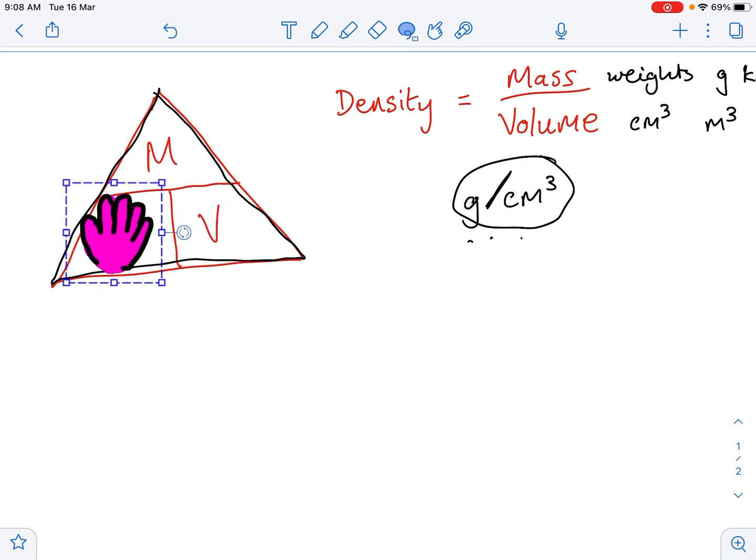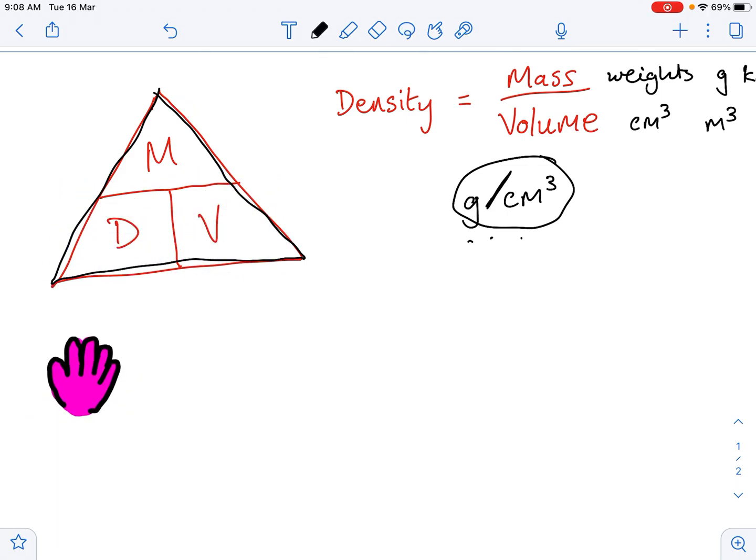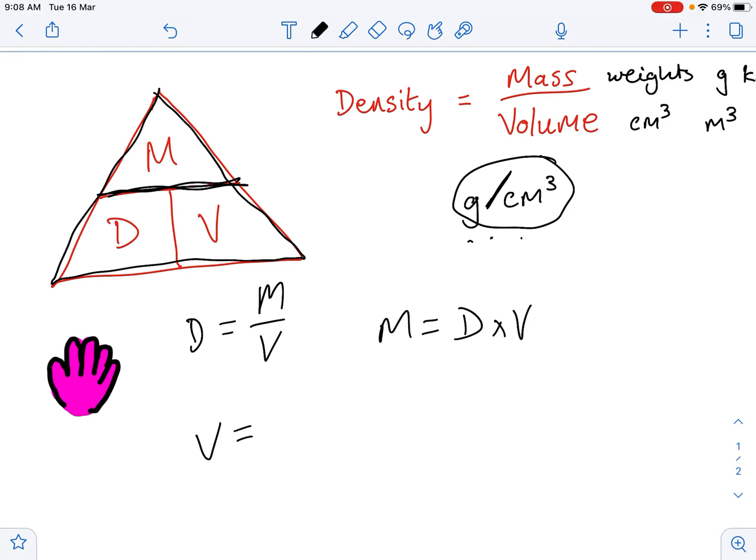Okay, so cover up the thing you're looking for, and if it's one above the other, this line here means divide. So density equals mass divided by volume. Mass equals density times volume, and volume equals mass divided by density. So that's how we use the triangle. And other than that, it's a pretty straightforward topic. As long as you put the right numbers in the right places, we're just doing either times or divide. Let's look at some questions.